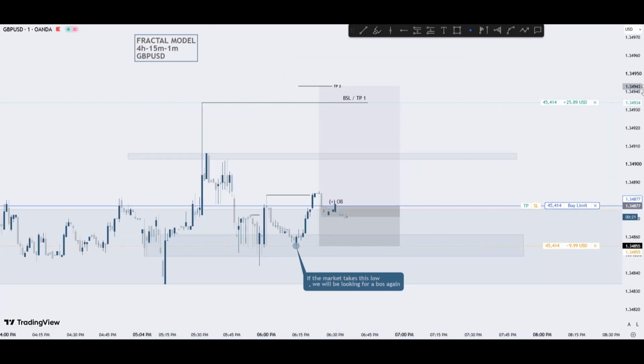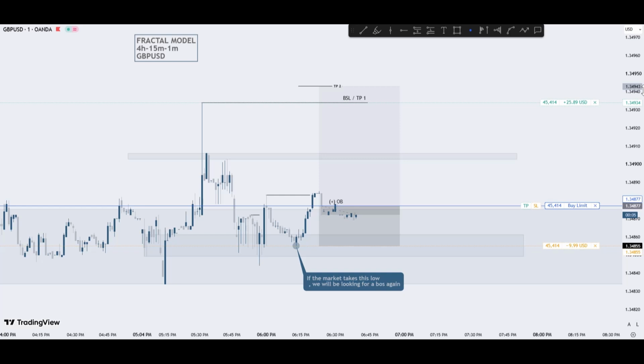After price taps into our point of interest, we're going to shift our focus to the lower time frame and wait for confirmation. The first thing we're looking for is a CISD, which will give us an indication that the short-term order flow may be shifting in our favor. After the CISD, we want to see a clear break of structure confirming the directional move. Once both confirmations are present, we can look for our entry and define our risk accordingly.